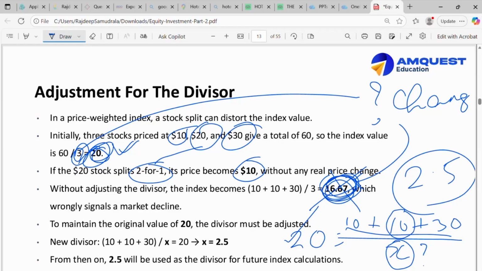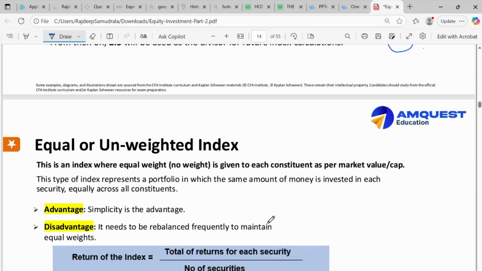Are we clear, guys? So this is called adjustment for divisor, and this is done only when there is a stock split or a bonus shares or a stock consolidation. Okay. Anytime the stock movement happens without cash, this adjustment will require to be done. Any questions? Okay, now let's move on.